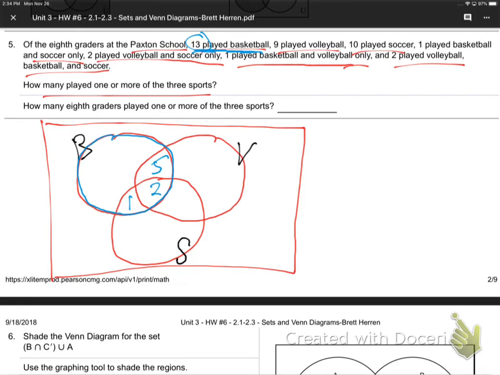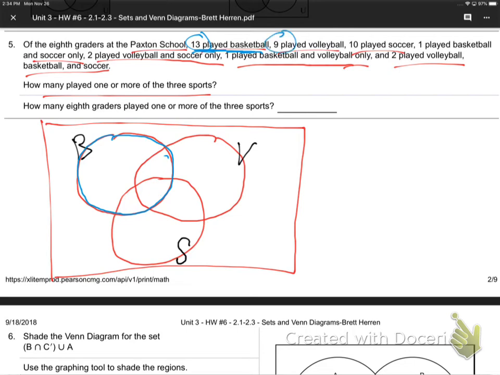That's not what they're saying. They're not saying 13 play only basketball and nothing else. That's not what they said. They just said 13 play basketball. Some of those 13 play other sports too. Make sense? That 13 is going to be broken up among these 4 regions. Well, then what do I do with it? I don't know yet. I hold off on that fact and I move on. I can't do anything with that 13.